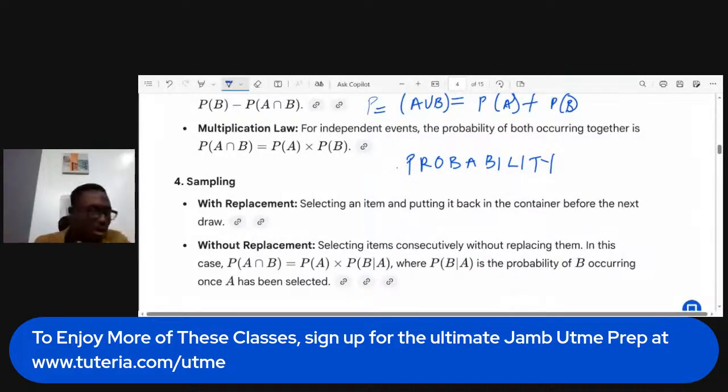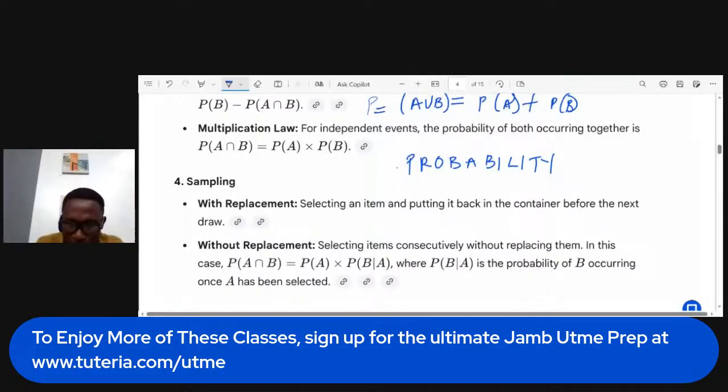Now, the question says, find the probability that the selected letter is a vowel. What is the total outcome of this particular event? The total outcome here means the total number of letters we have. Don't forget, probability of an event occurring.